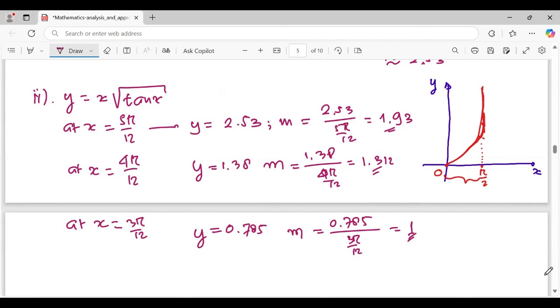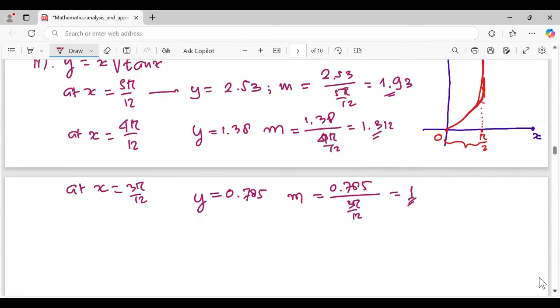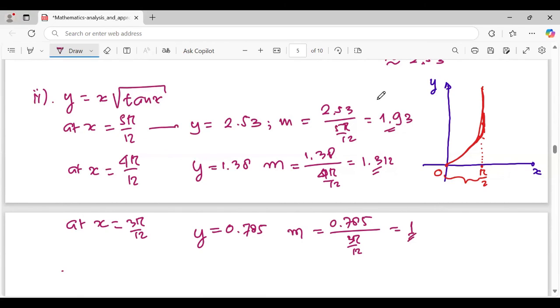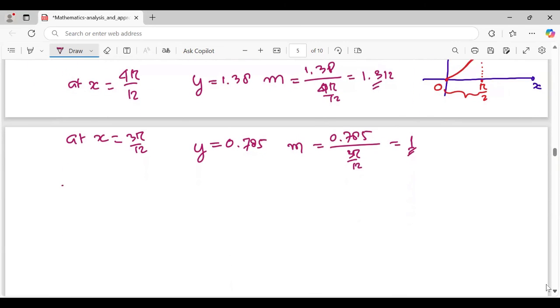So for this part, at x equals 5 pi over 12, look, the result is 1.93. Yeah. And the gradient is very large. Okay, right.